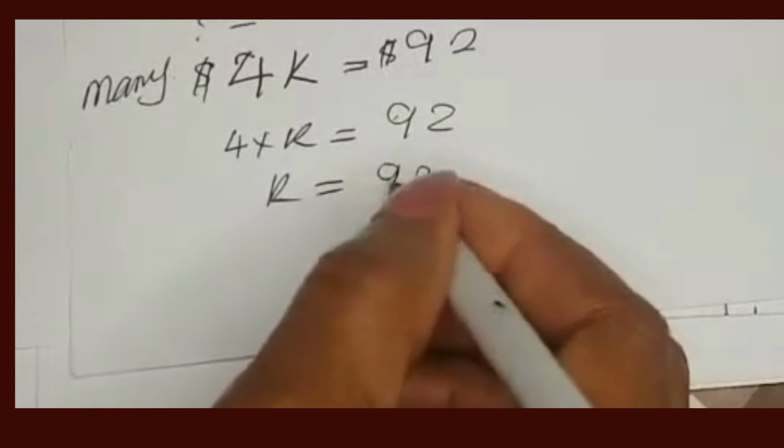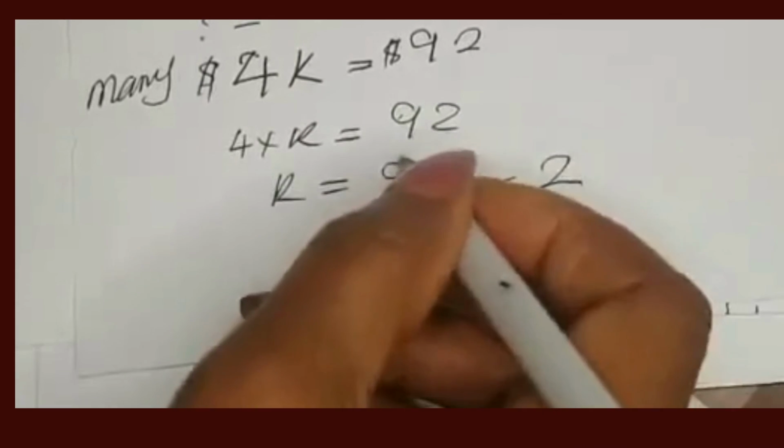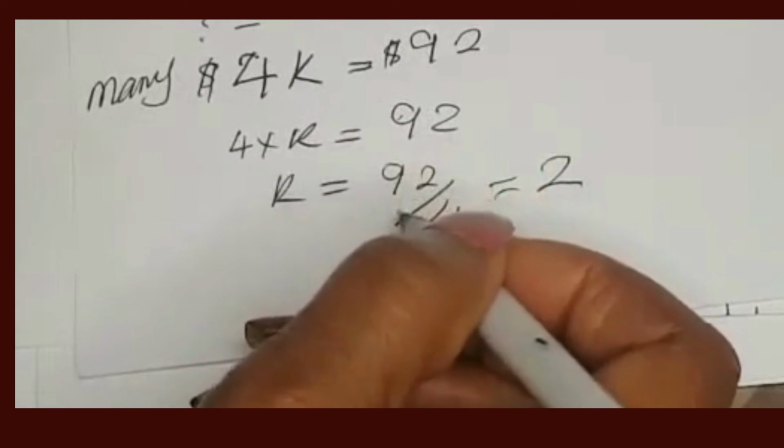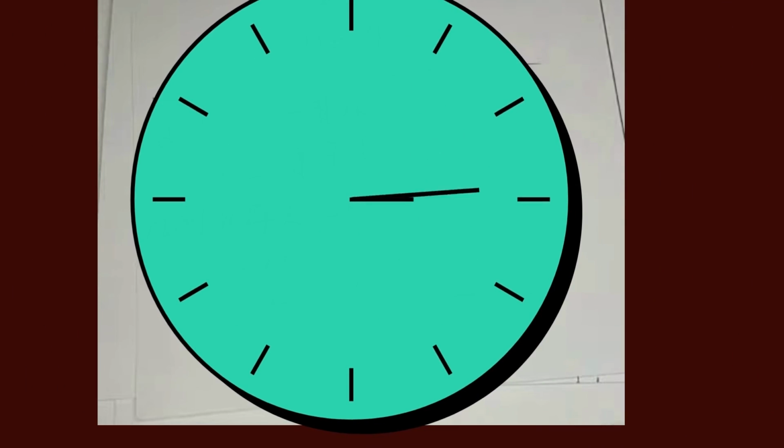So when you divide it, 9 divided by 4 is going to give you 2, remainder 1. 12 divided by 4 is going to give you what? 3. For now, if you have any questions, please do let me know. Thank you.